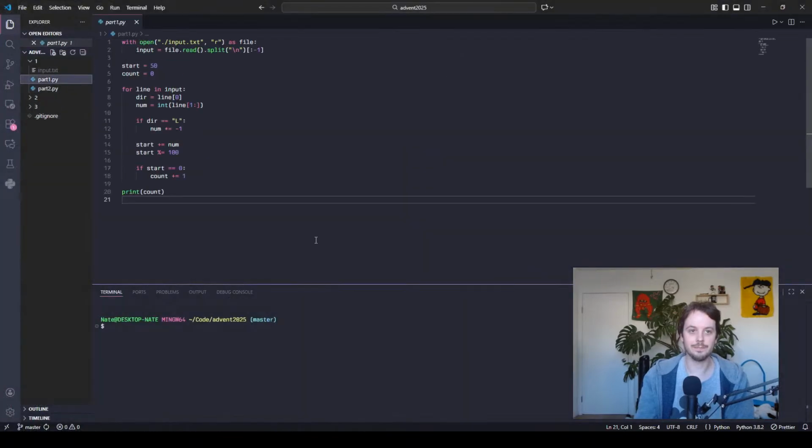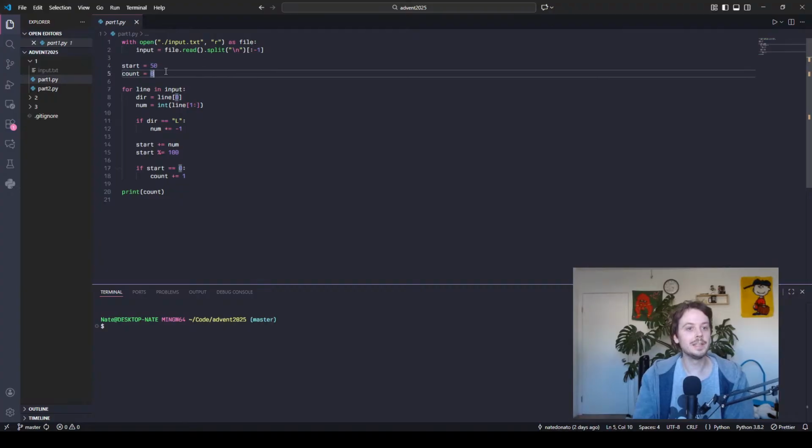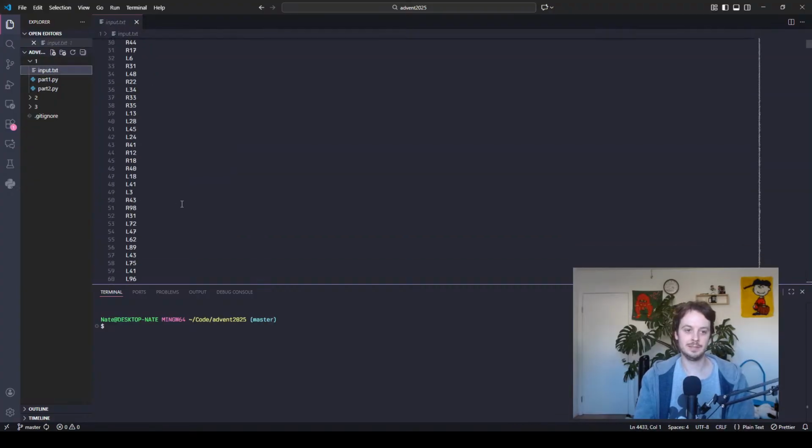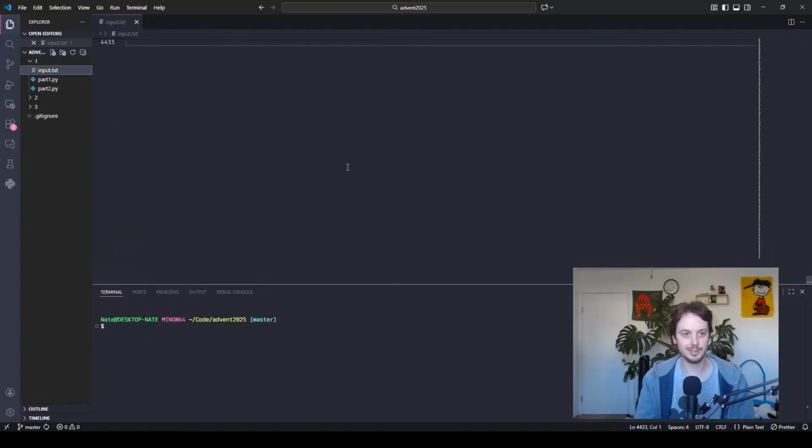Anyways, so the code was pretty simple. I set myself up at starting at 50 because that's where we start, and I want to keep track of the count of the number of zeros. I read my input, split it on new lines, chop off the last empty line, because there's a long input, empty line at the bottom.